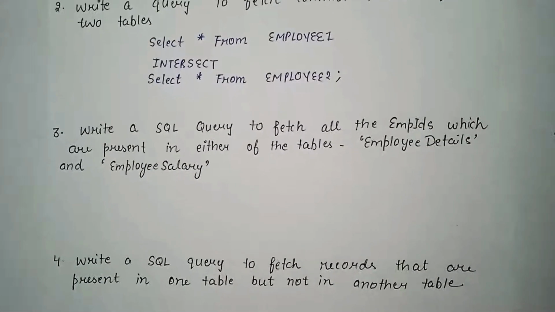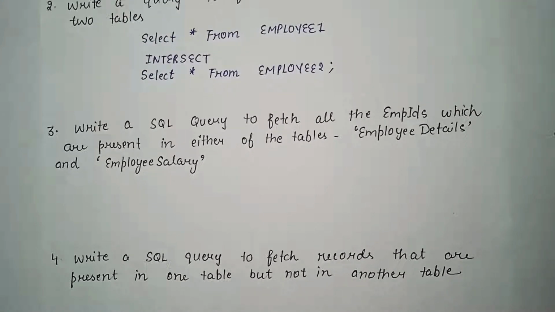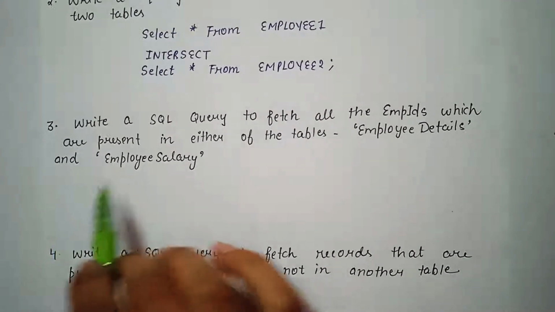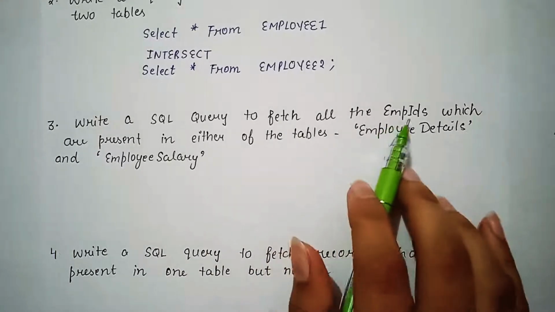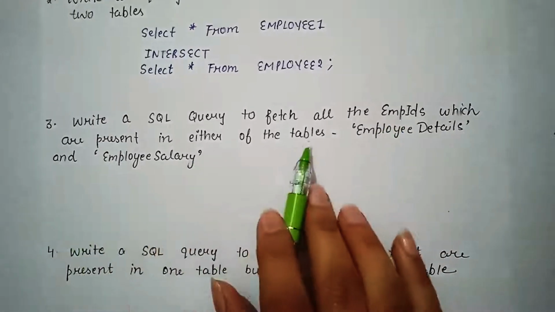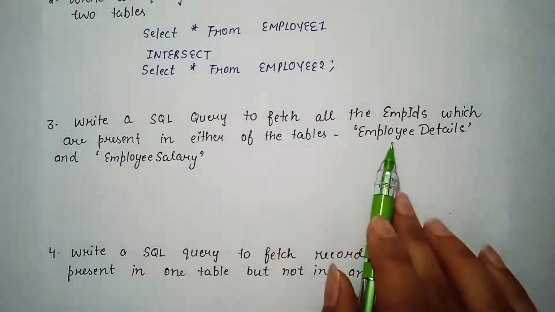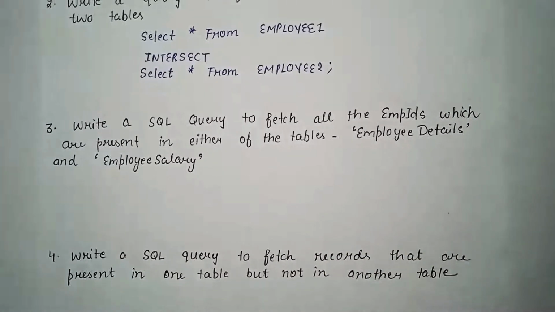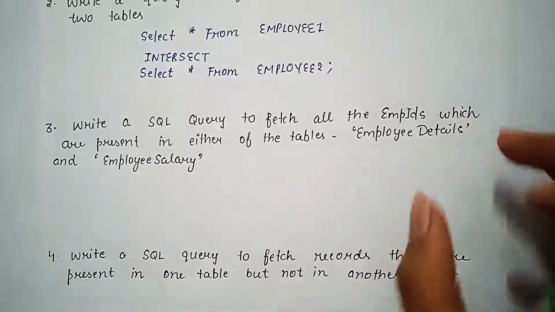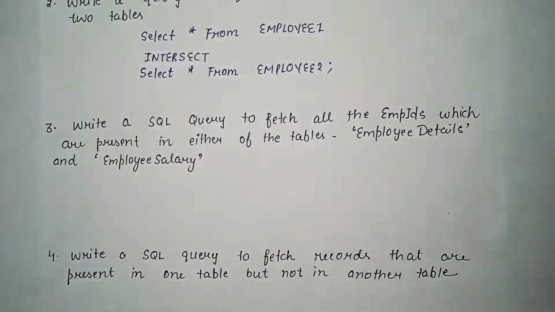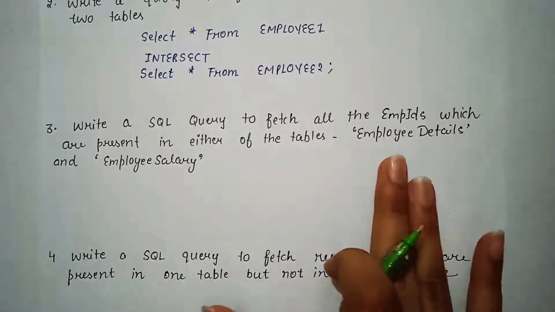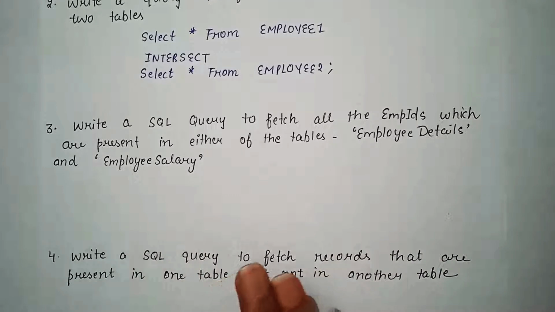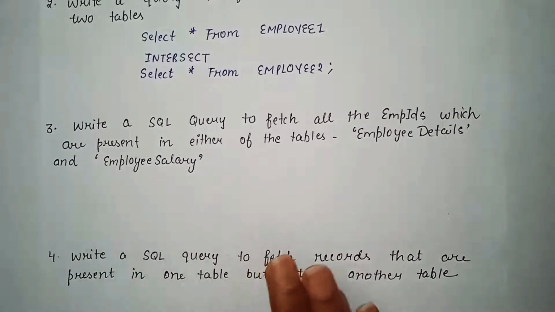Okay, now let's move ahead towards the third query. So what is it indicating over here? Write a SQL query to fetch all the emp IDs which are present in either of the tables. This is the first table, that is the employee details table, and the second table is employee salary. So in order to solve these kind of queries, we are going to make use of a union operator. Okay, so what does a union operator do? It simply fetches all the records from table 1 and table 2 and then also automatically deletes the duplicate records.